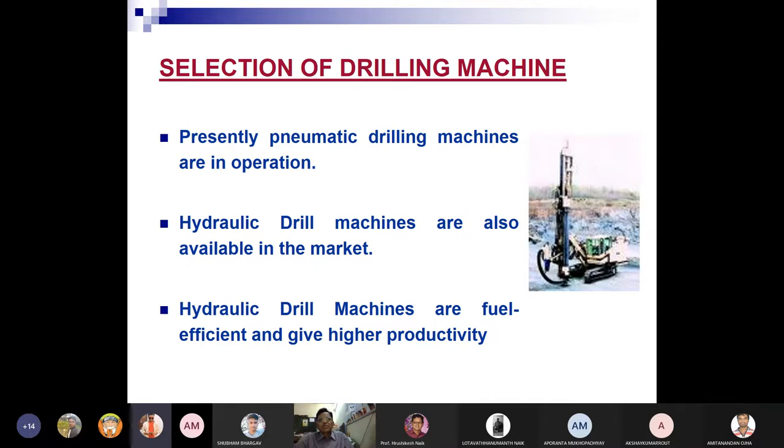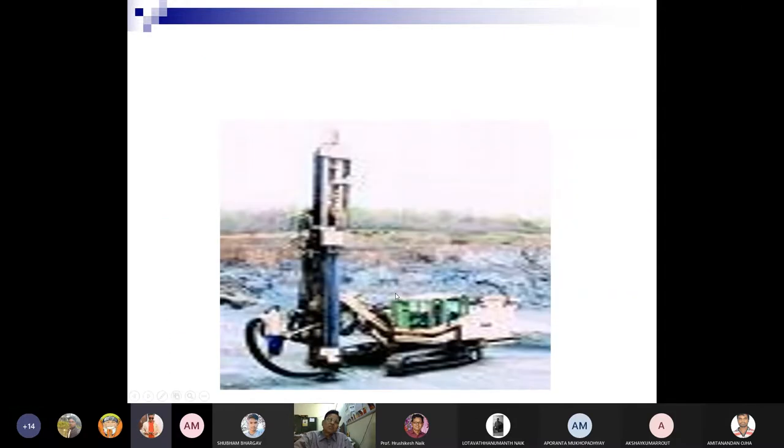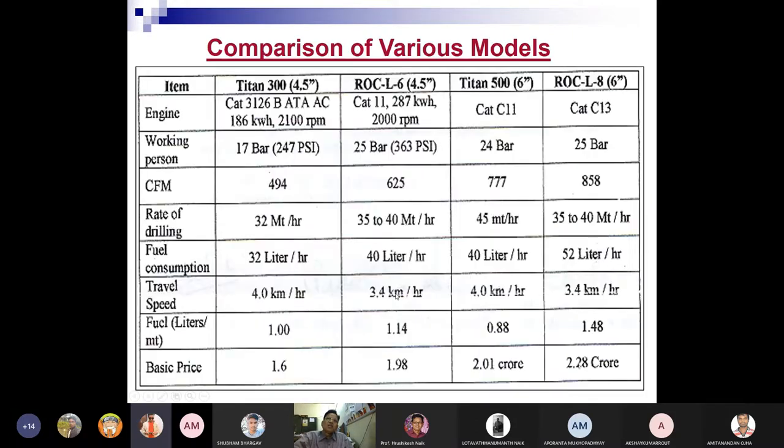So selection of drill machine: presently pneumatic drill machines are in operation. Hydraulic drill machines are also available in the market. Hydraulic drill machines are fuel efficient and give higher productivity. So depending on that, you have to select the equipment. This is the comparison of various models of drill machines available in the market: what is the engine capacity, working person, rate of drilling, fuel consumption, travel speed, basic price of the equipment.